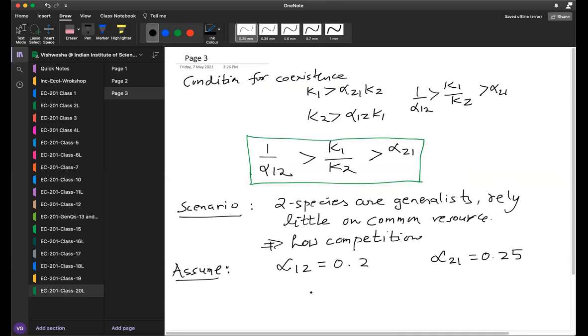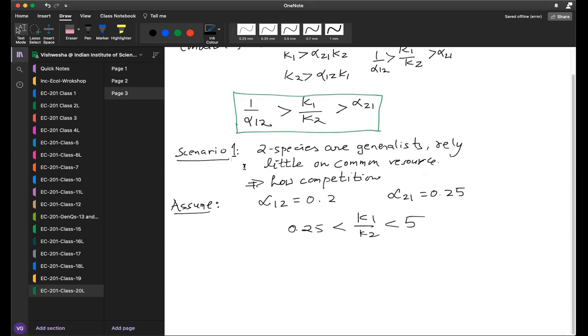Therefore, for coexistence to happen, this ratio... sorry, let me just invert the entire order. It's so awkward. Okay, on the left-hand side I will write the smaller number. Is that fine? Okay, this is when coexistence is possible, meaning the ratio of the carrying capacity of the two species must be between 0.25 and 5.